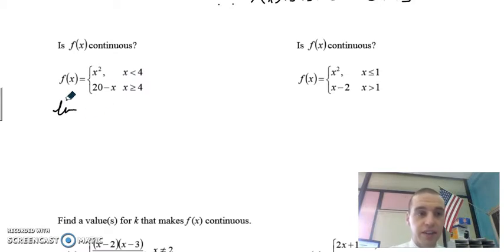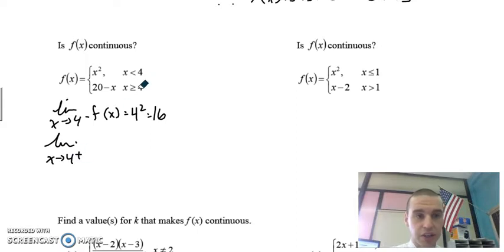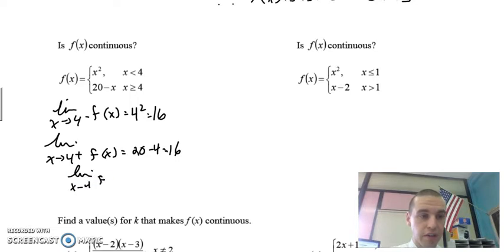So we've got to find the limit as x approaches 4 from the left. This is less than, so that's for the left. And we know that we're just going to get 4 squared, which is 16. Now we need to find the limit as x approaches 4 from the right. We need a greater than. And that's going to give you 20 minus 4. That gives you 16. So we know the limit as x approaches 4 of f of x equals 16.